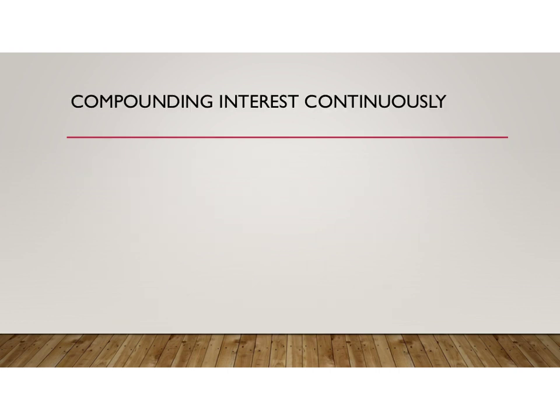So now we're going to talk about compounding interest continuously. Continuously meaning an infinite number of times per year. So if you did it 1,000,000 times a second for an entire year, what would happen?